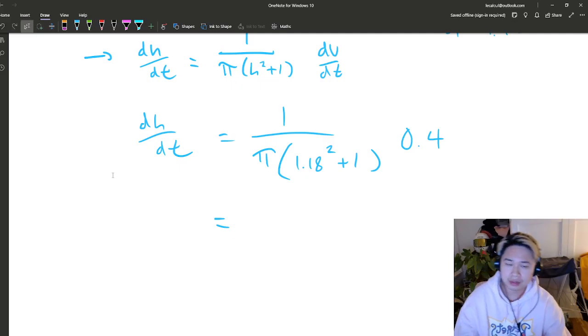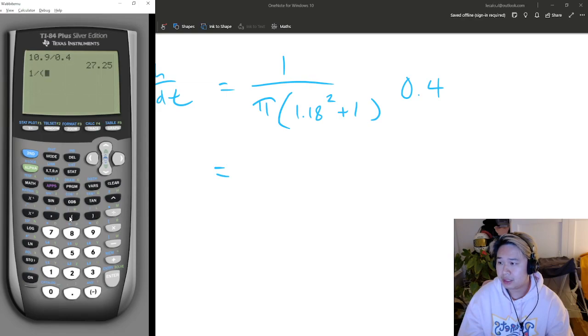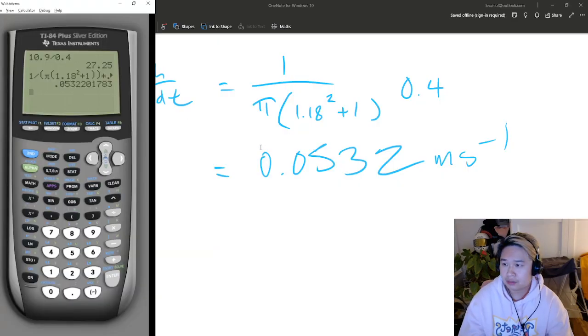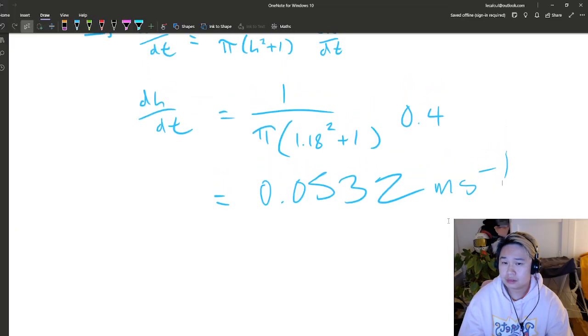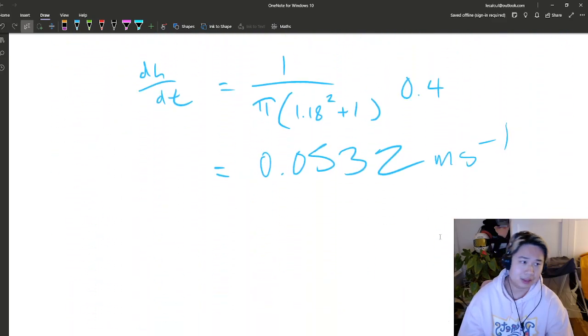Still one more question too, and I bet you it's the hardest one. 1 divided by pi times bracket 1.18 squared plus 1 bracket, times 0.4. So 0.0532. And then if you want units, meters per second inverse. Yeah, there you go. Probably something like that.